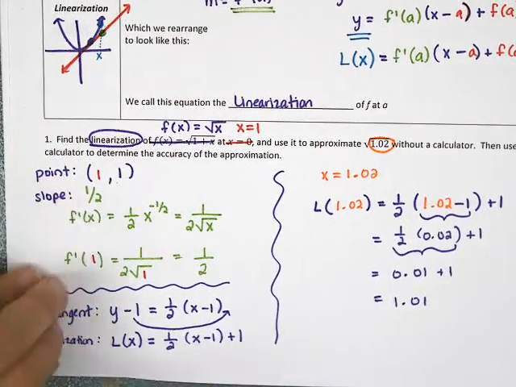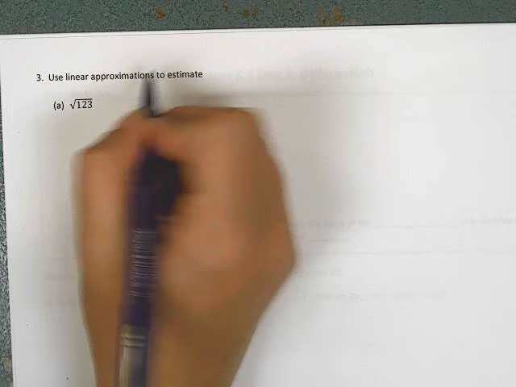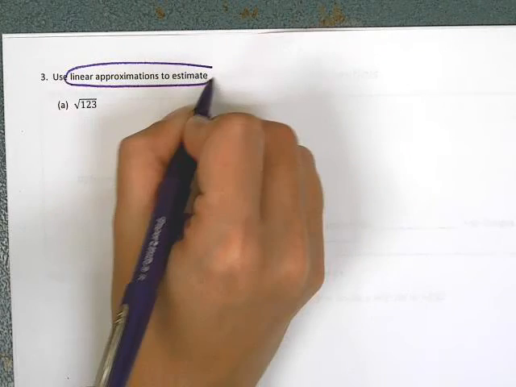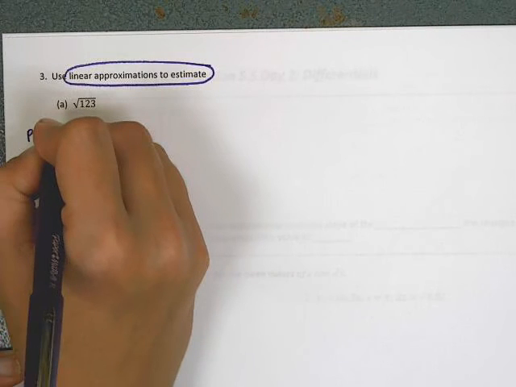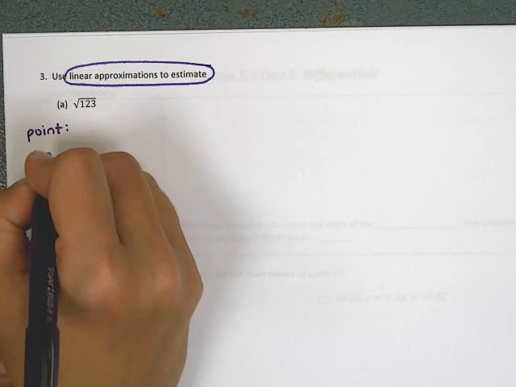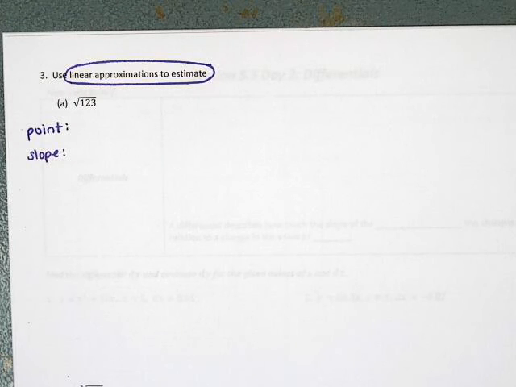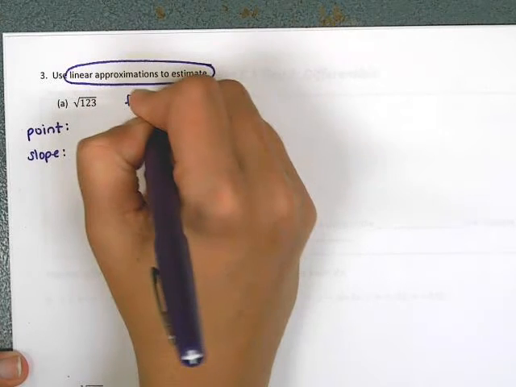Let's see if we can figure out how to estimate the square root of 123. Now it gives us a clue in the directions. It says use linear approximations to estimate. That's your clue that you're going to need the equation of a line. So if I want to write the equation of a line, I need a point and I need a slope. Now I'm trying to estimate the square root of 123. So the first thing I'm going to do is figure out a function with a nice answer that is close to that. So I'm trying to find the square root of something.